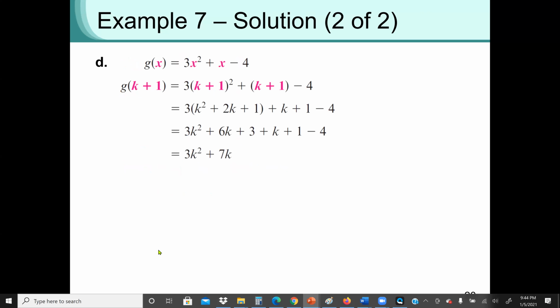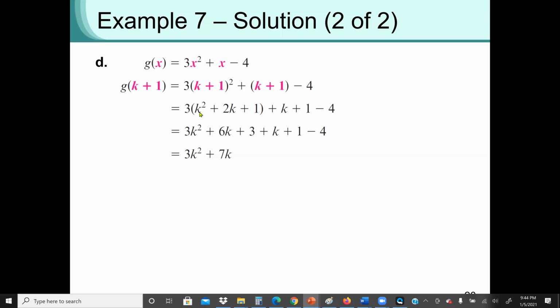Now the last one is d. We are looking for g of k plus 1. Anywhere we see x, we are going to substitute with k plus 1. So we get 3 times (k plus 1) squared, plus k plus 1, minus 4. Again, (k plus 1) squared means (k plus 1) times (k plus 1), and when we multiply, we get k squared plus 2k plus 1. So now we can combine like terms. The first thing is to remove the parentheses, then combine the like terms.